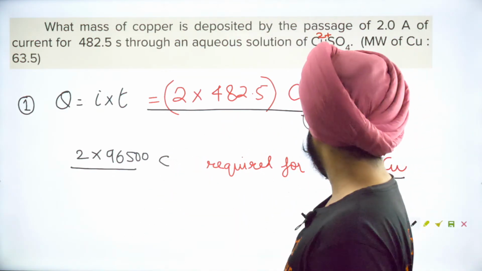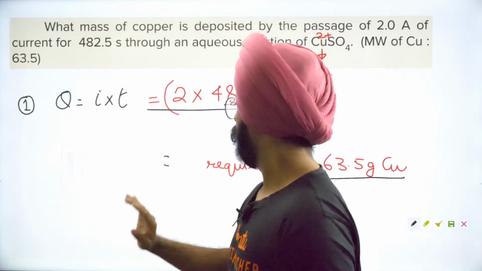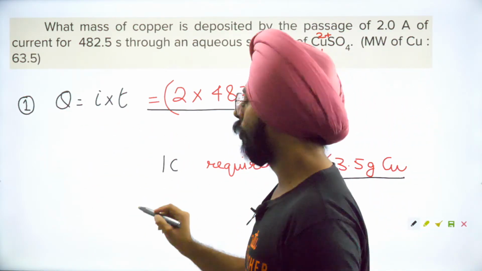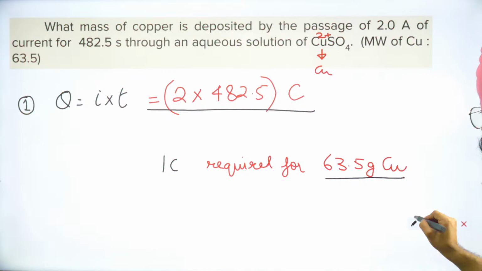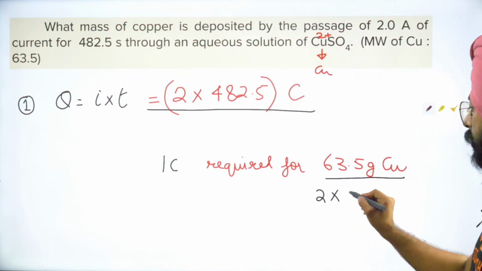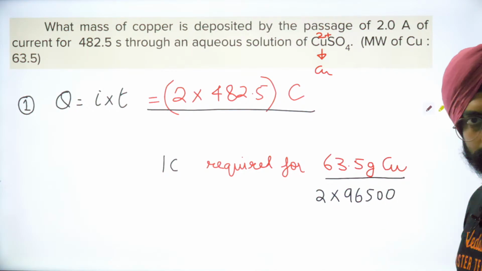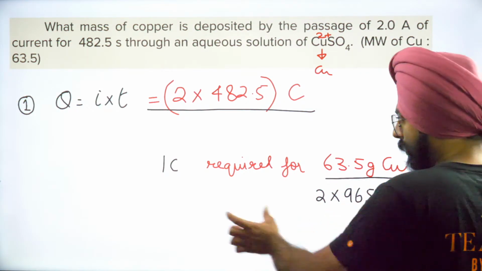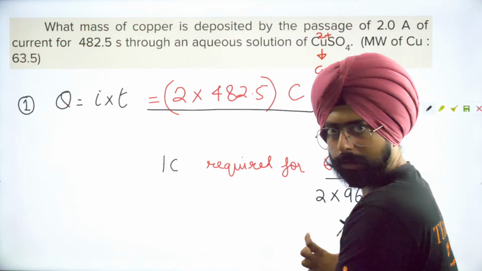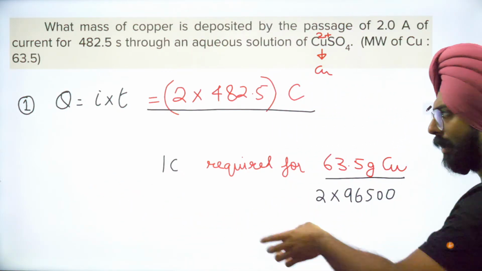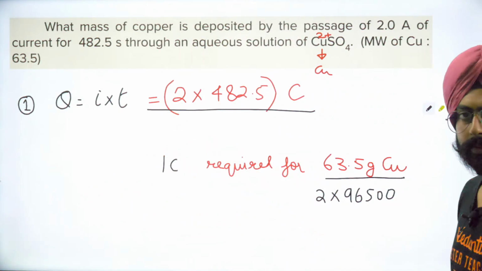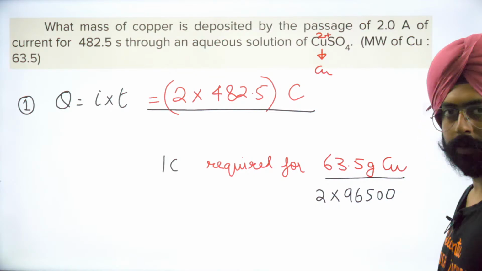So from here I can write, 1 coulomb is required for 63.5 divided by 2 into 96,500 grams of copper, isn't it? I just took the information from left to right, divided by 2 into 96,500 on both sides.